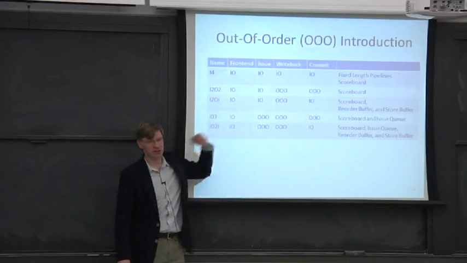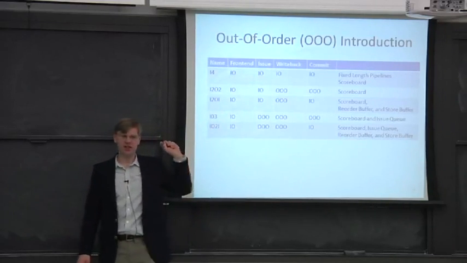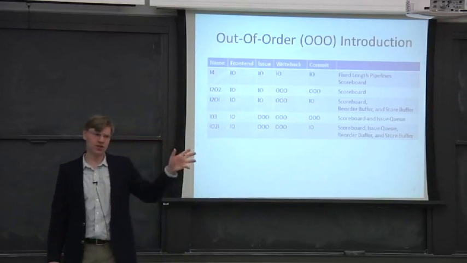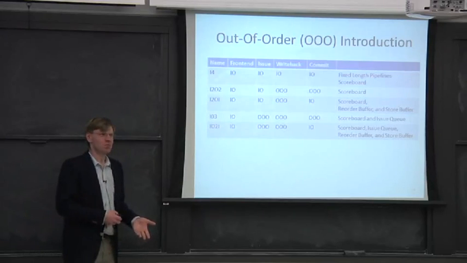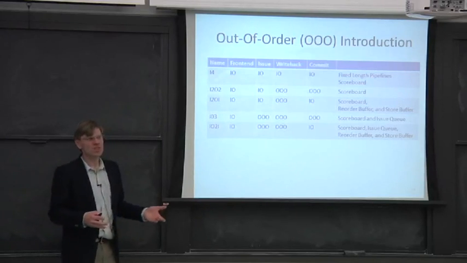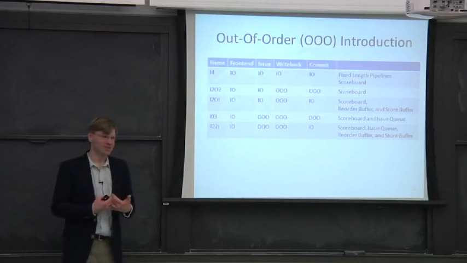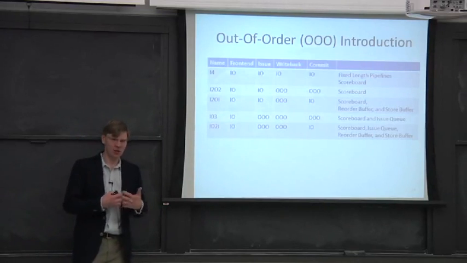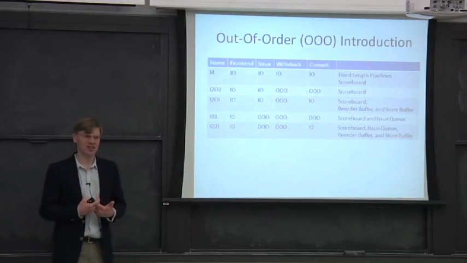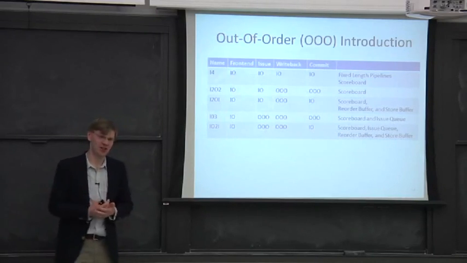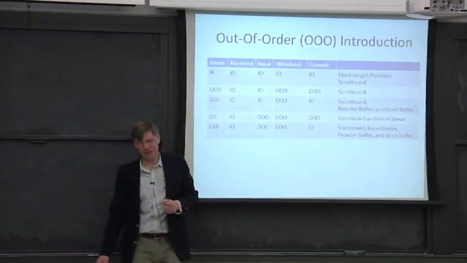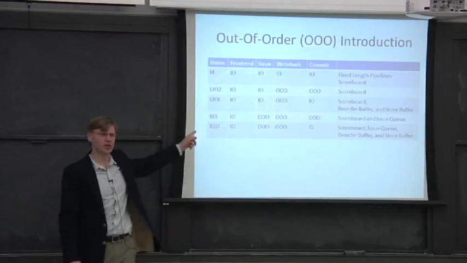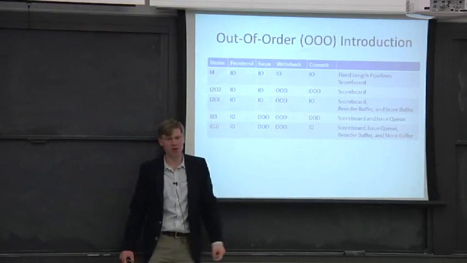OK, so let's talk about different portions of a pipeline that can be in order versus out of order. The front end. So what do I mean by the front end? The front end is instruction fetch, and probably decode. This is pretty hard to do out of order, because unless you can actually predict the future, it's pretty hard to know. So most of the machines we're going to be looking at have the front end being in order. So I/O here means in order, OOO means out of order.